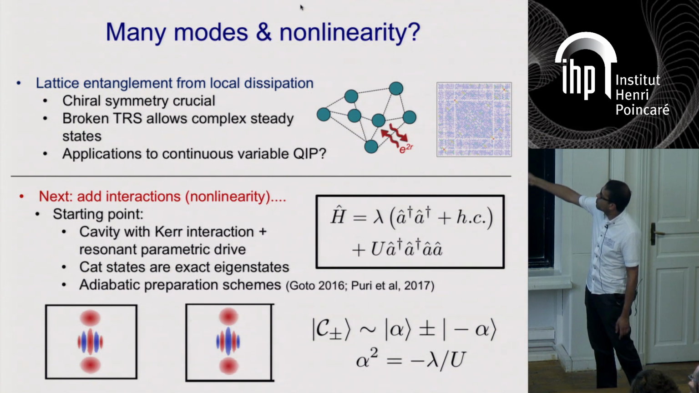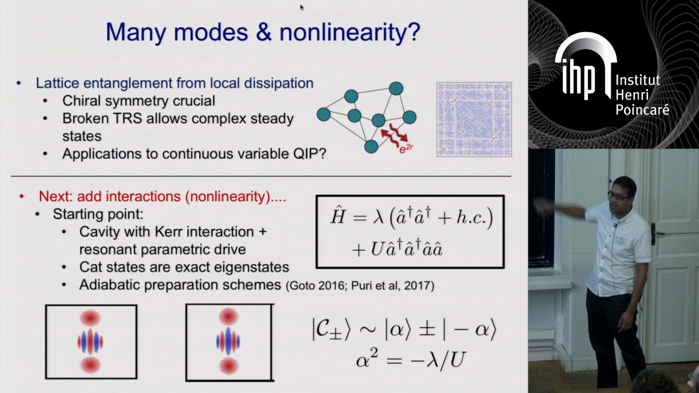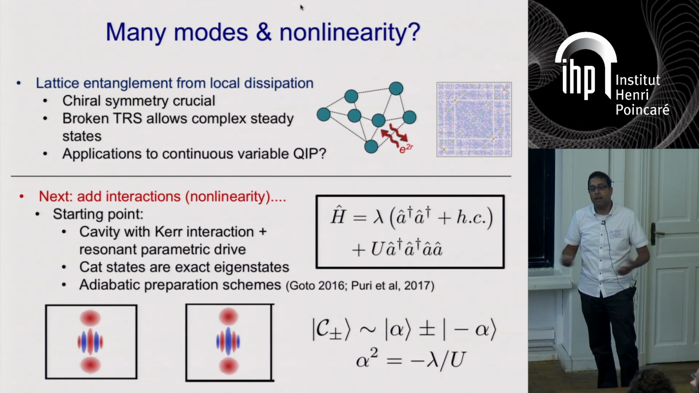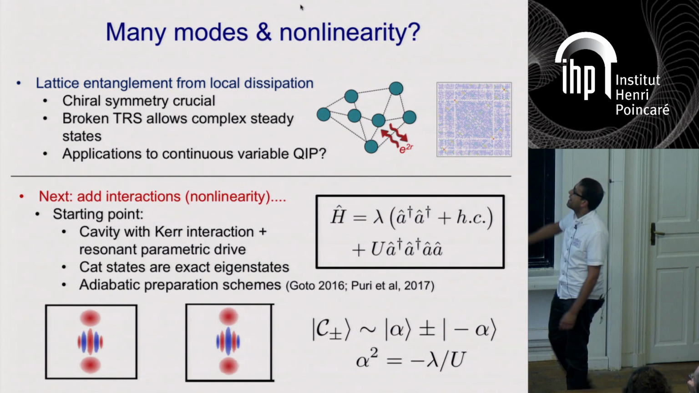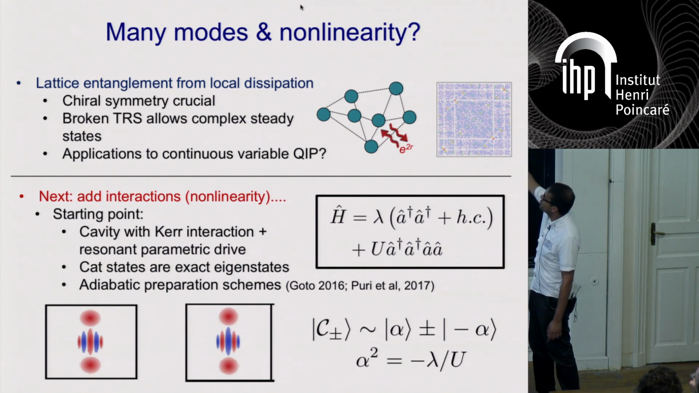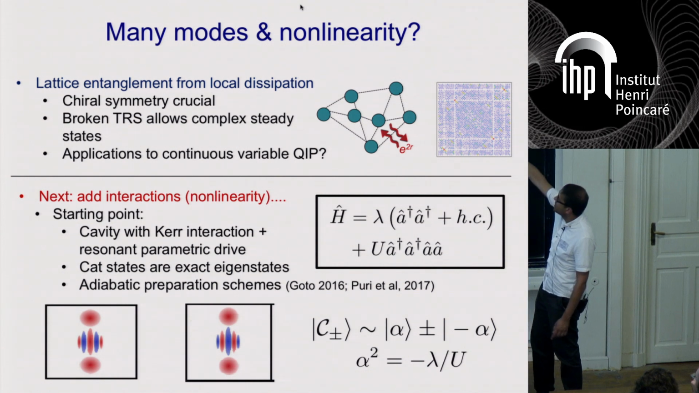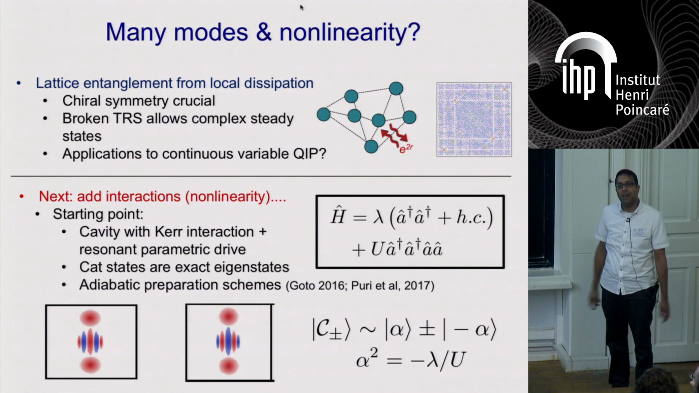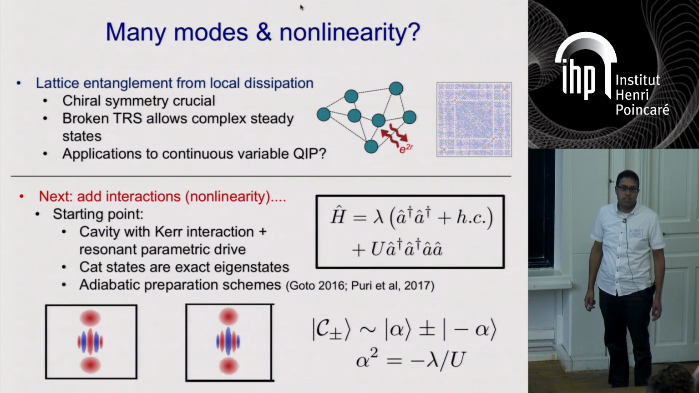Okay, so there's a lot of nice work from Goto, from Alexandre Blais' group, showing that you could harness this as a way of preparing cat states. That by adiabatically evolving the vacuum, which would be an eigenstate if I had no parametric driving, to one of these eigenstates when I have the parametric driving, you could prepare a given cat state. Okay, so what do we want to do?